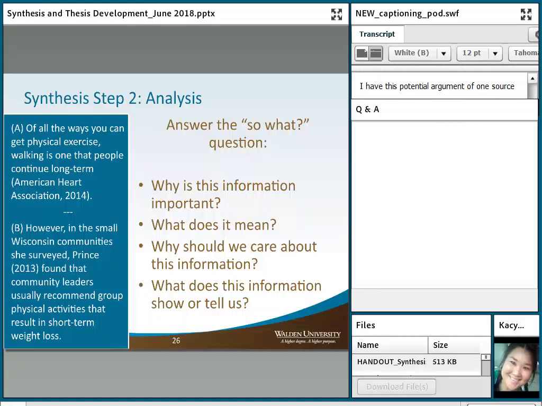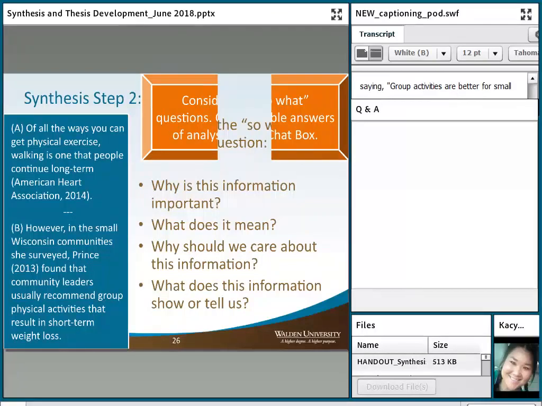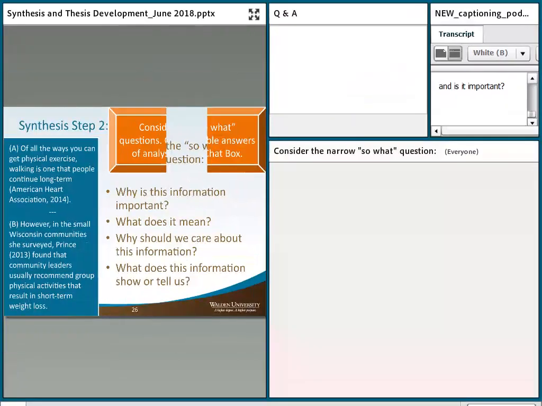So the second step of synthesis is to analyze. You're going to answer the so what question. You want to think to yourself, why is this information important? What does it mean? And why should we care about this information? What does the information show or tell us? So you want this information to be meaningful. You want it to have something relevant to your thesis statement that you're trying to argue. And so again, we have these two different examples that we've just combined, and we want to consider all of these different pieces.